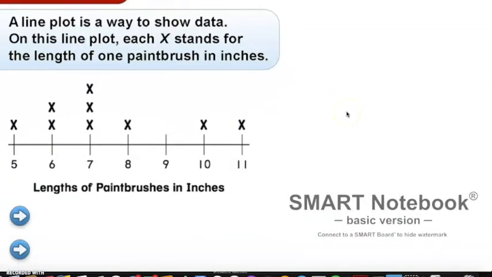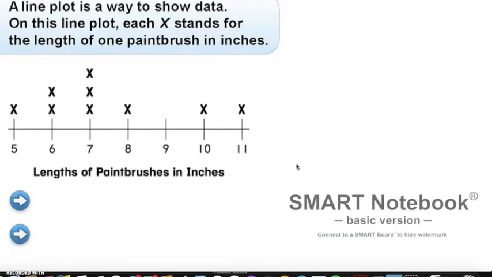So the first example that we're going to be working with shows us a little bit about what a line plot is. A line plot is a way to show data. On this line plot, each X stands for the length of one paintbrush in inches. So based on the title of this line plot, we know that this person is organizing data about the lengths of paintbrushes in inches. So they must have measured a bunch of different paintbrushes, found different lengths for each one, and then used X's to represent which paintbrushes were which number of inches.